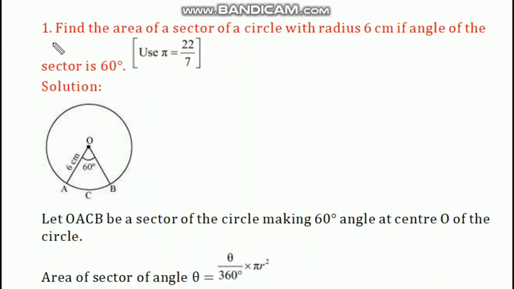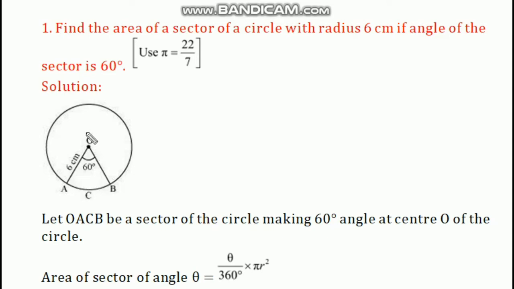Students, let's discuss exercise 12.2. First question: find the area of a sector of a circle with radius 6 centimeter if the angle of the sector is 60 degree. The radius of the circle is given as 6 centimeter and the angle of the sector is 60 degree. Then we need to find out the area of the sector.